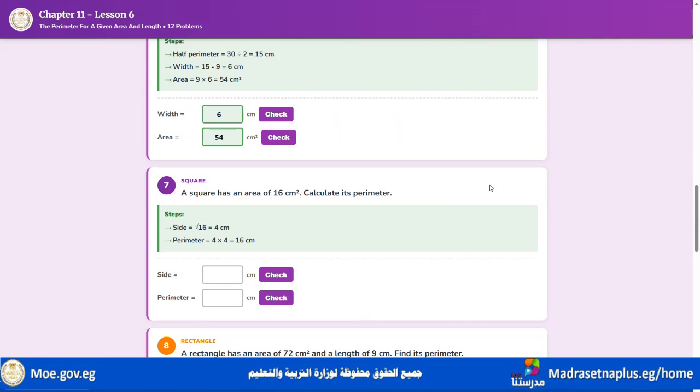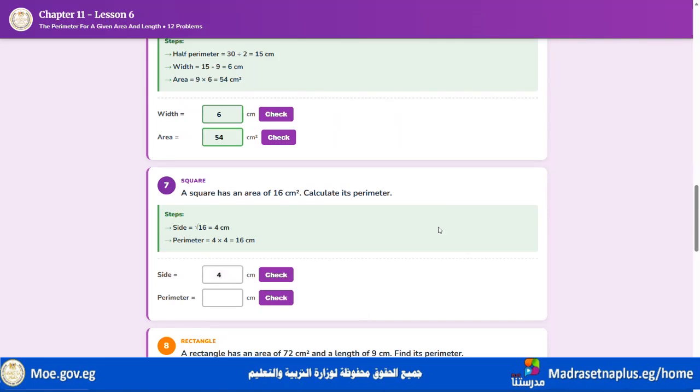Number 7, we know the area of a square. The area of a square equals 16 square centimeters. How to get the area of a square? Side times side, or side times itself. Can you tell me which number, if you multiply it by itself, you will get 16? Yes, it's 4.